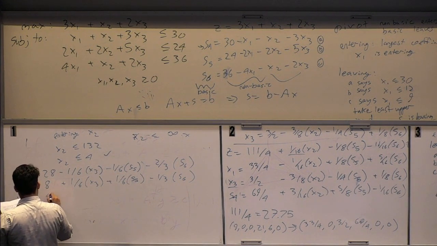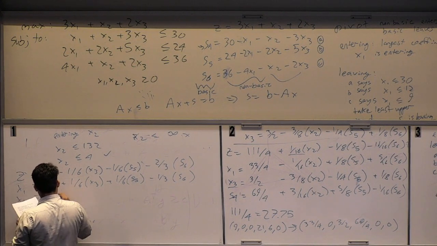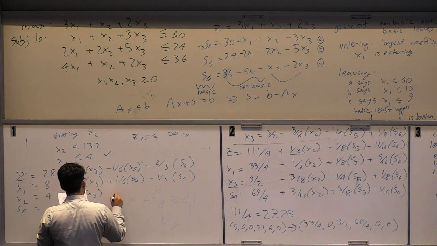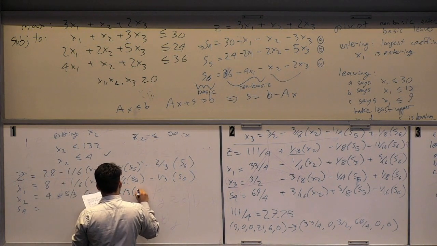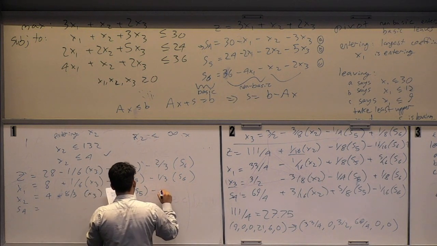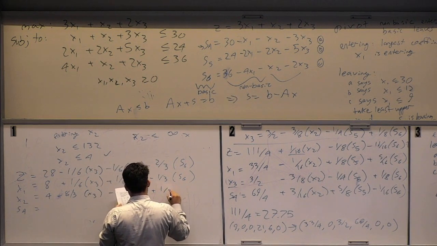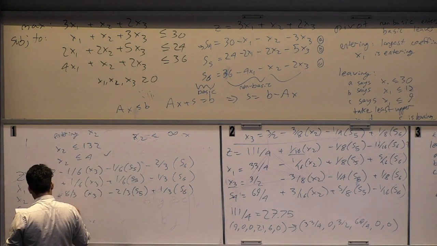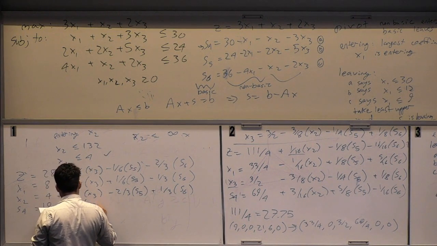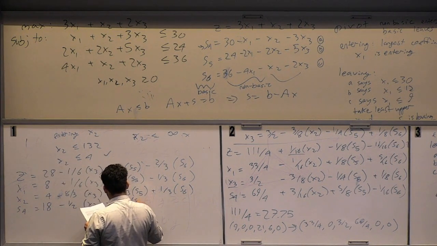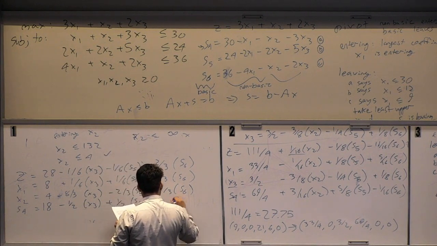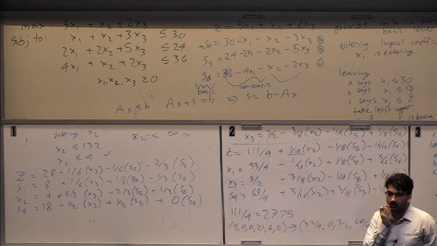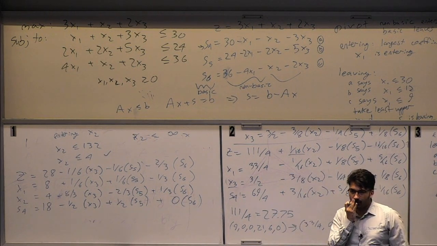Those are going to be equal to 4 plus, minus 8/3 x3 minus 2/3 s5 plus 1/3 s6. S4 is then going to be equal to 18 minus 1/2 x3 plus 1/2 s5. Plus 0 times S6, okay? So I claim that's our final solution. The simplex algorithm terminates. Why have we found the optimal solution?